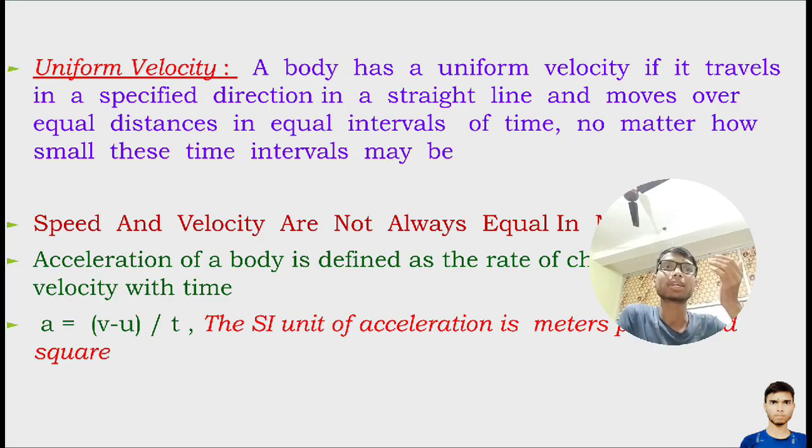You can take a direction. You can take turns, but still the speed will be the same. There will not be any changes with the speed. A body has a uniform velocity if it travels in a specified direction in a straight line and moves over equal distance in equal intervals of time, no matter how small this time may be.